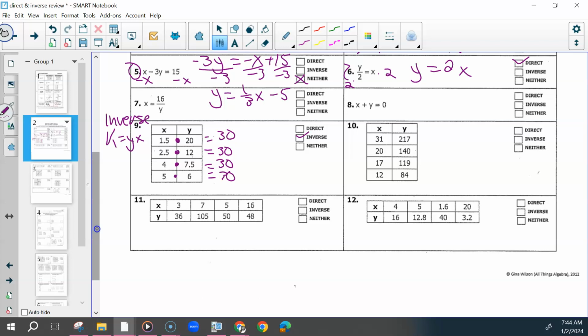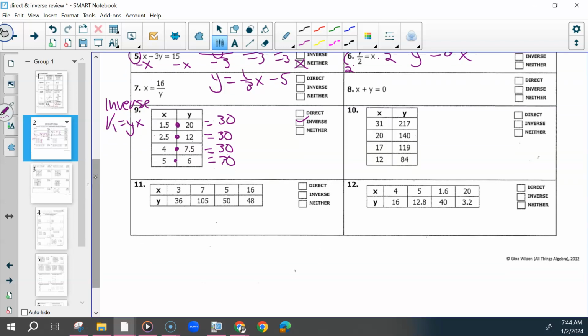But if we started to see different numbers, we'd have to check to see if it was direct. If those were the same, it would be direct. If not, it's neither. So how do you know if it's direct? Let's do 10. So let's say we said 10 was direct. Then we have to divide. So let's divide. 217 divided by 31. So you divide for direct.